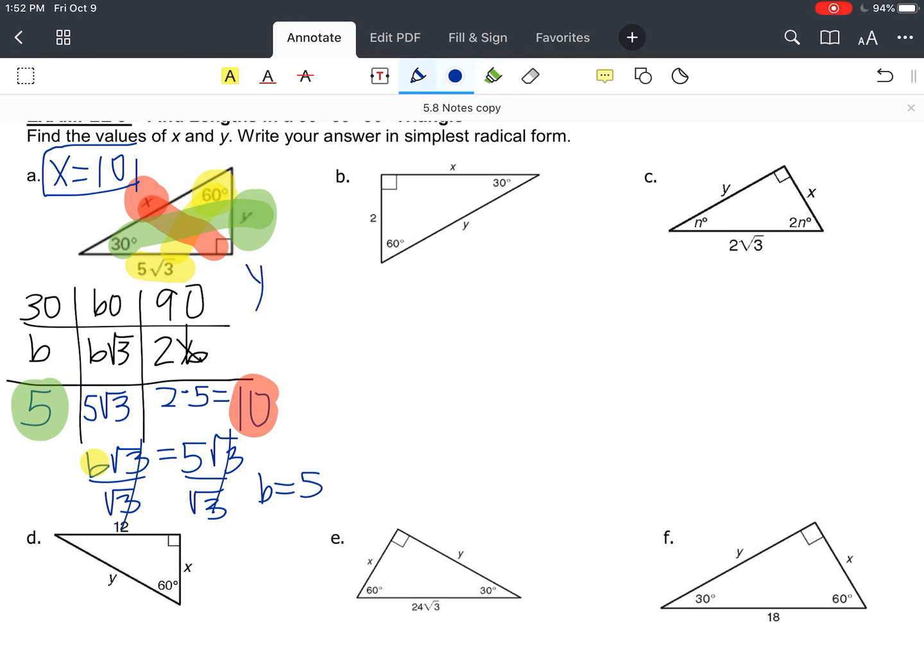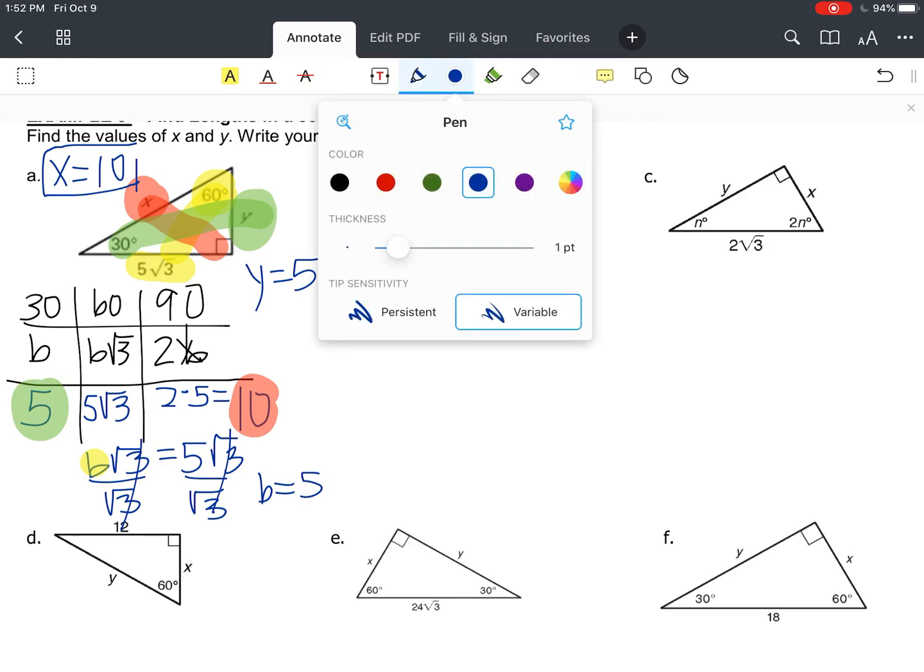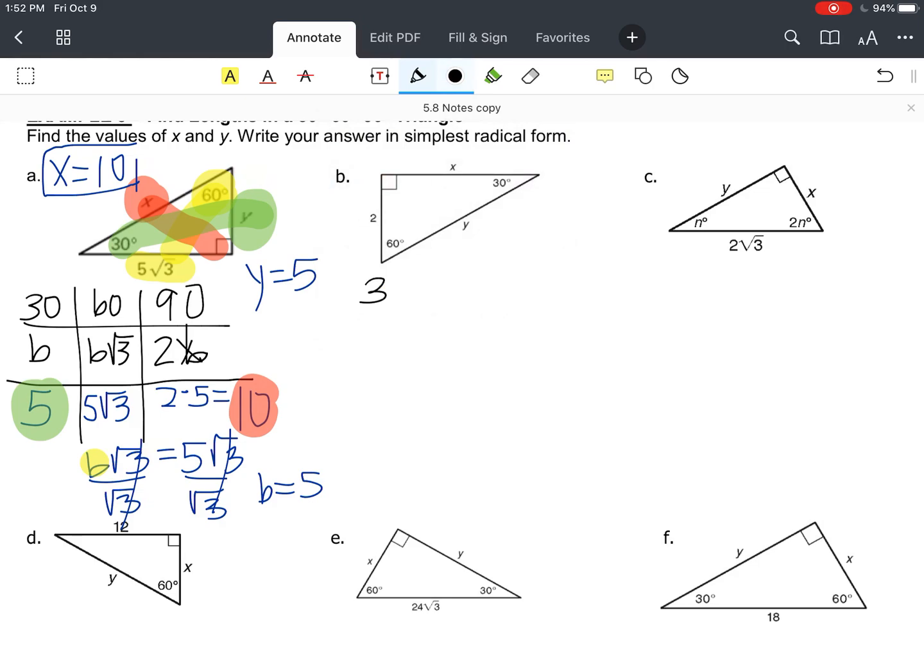For the next one, Y is opposite 30. Well, opposite 30 in my chart was 5. So that means Y has a side length of 5. So you can see my ratio of 5, 5 root 3, 10 for across from 30, 60, and 90. And these ratios will continue in every single one of these problems. So let's start letter B.